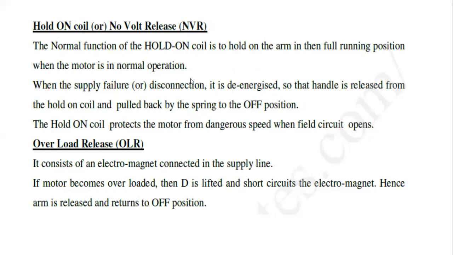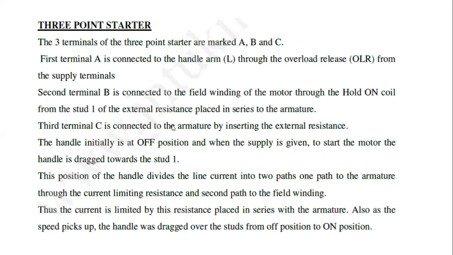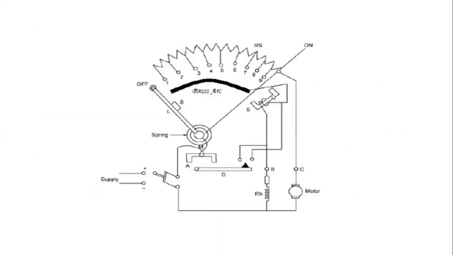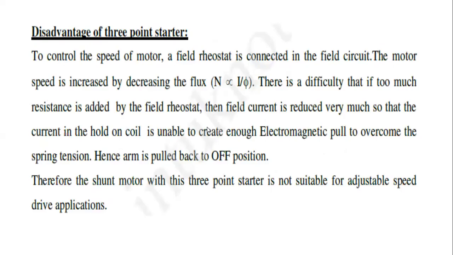When the supply fails or is disconnected, it is demagnetized. So the handle is released from the hold on coil and pulled back by the spring to the off position. Under normal operating conditions, the handle moves from the off position to the on position. If there is no supply connection, this no volt coil is de-energized. Then the handle is pulled back from the on position to the off position by this springing action.